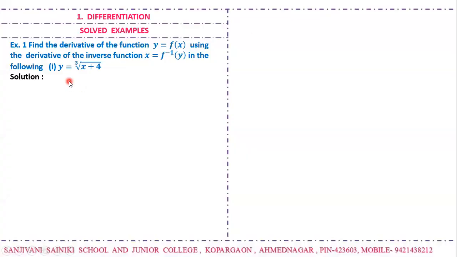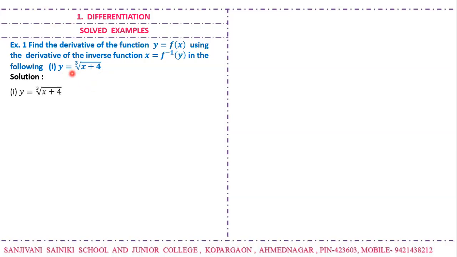What is the example? Find the derivative of the function y is equal to f of x using the derivative of the inverse function x is equal to f inverse of y in the following. They have not asked to find the derivative of y with respect to x directly. We have to find the derivative of y with respect to x, but using the derivatives of the inverse function. Now how to find it?